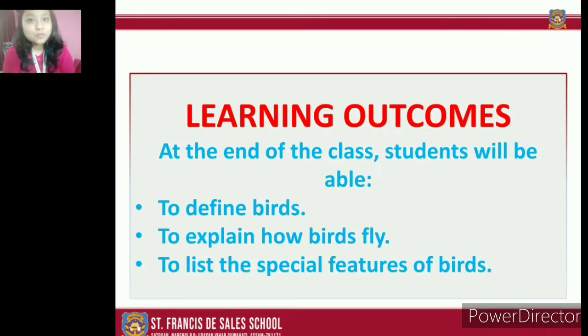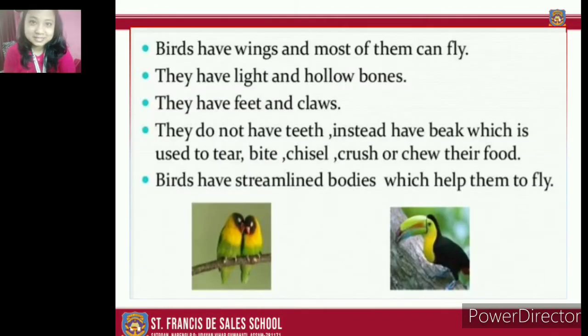Now, before we move on to knowing the special features of the birds, first thing we have to know is what are birds? So, birds are also animals. However, they have wings and most of them can fly. They have light and hollow bones. They have feet and claws. They do not have teeth. Instead, they have a beak, which is used to tear, bite, sizzle, crush, or chew their food. Birds have streamlined bodies which help them to fly.